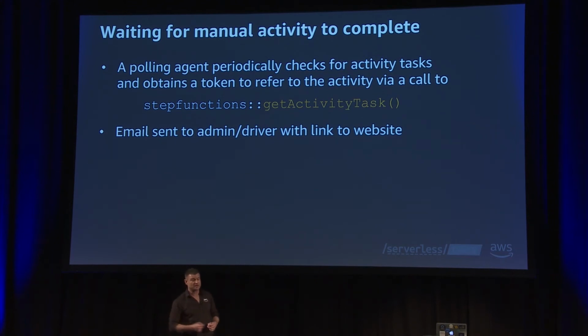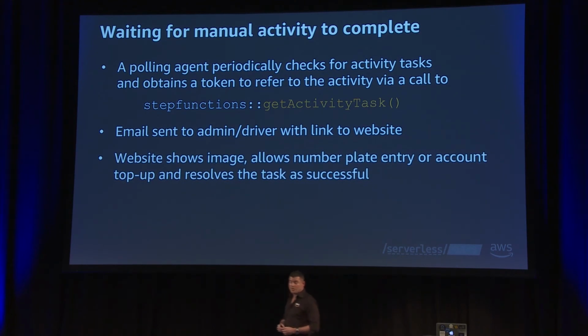So in my case, I'm going to send an email to the administrator or the driver. If the number plate doesn't exist in my database, I need to call the administrator. If it's a known driver and they don't have any funds, then I'm going to email the driver to give me some more money. What I then do is I send them a link to a website.